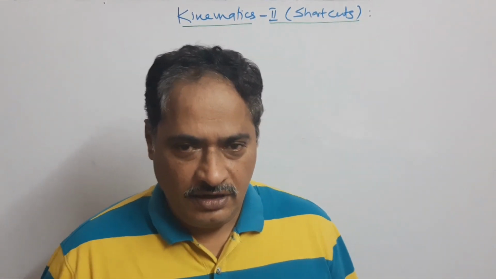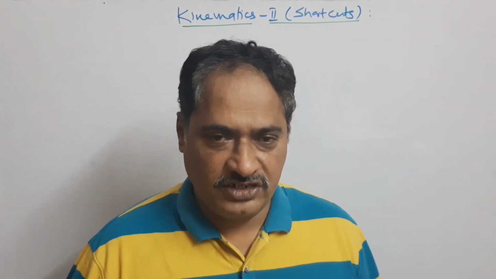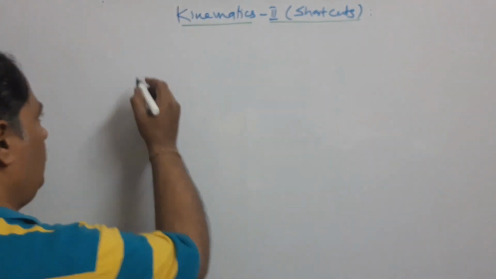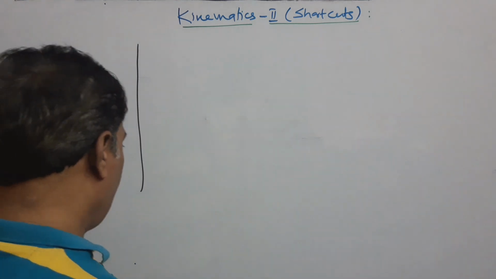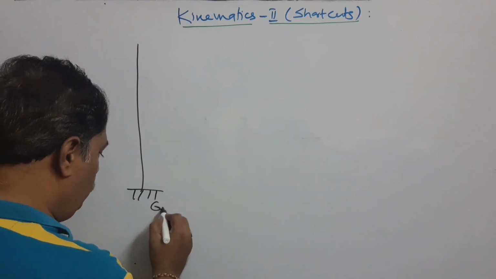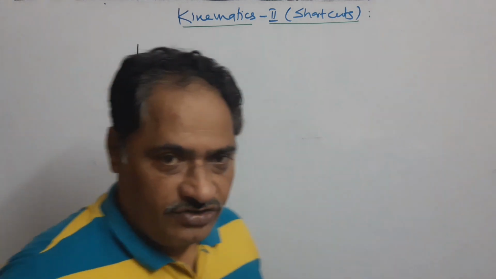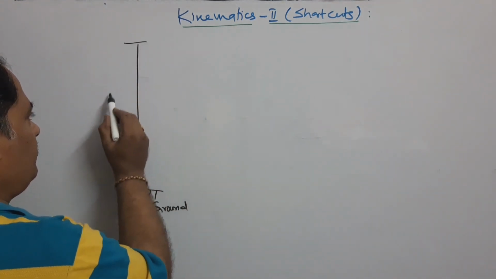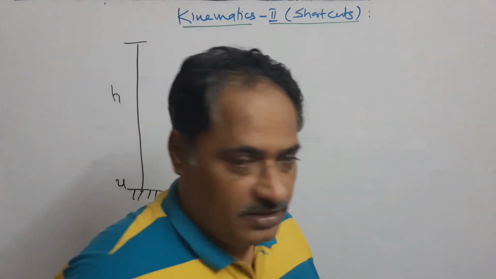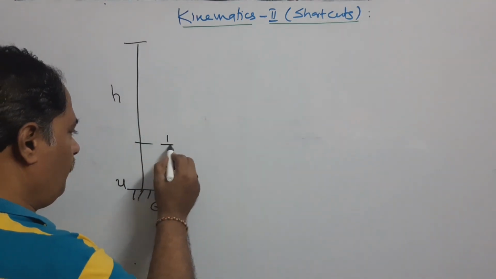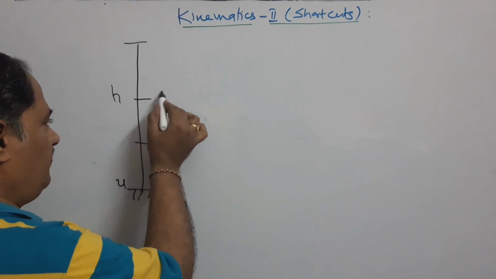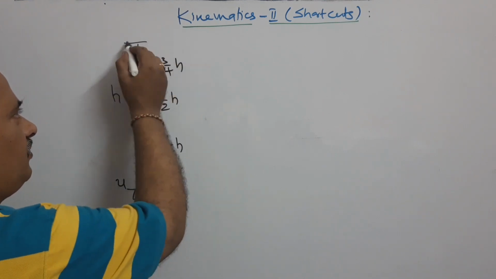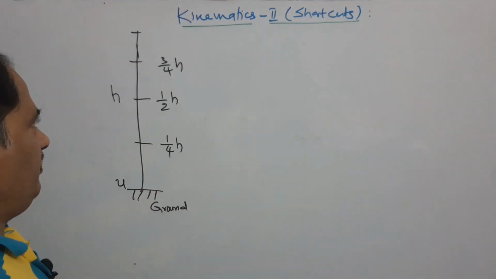In this class, let us discuss kinematics shortcuts, especially in the case of vertical motion. Let it be some ground. You want to project one body vertically upwards with a speed u. Here this is the maximum height h. Let this be 1/4 of maximum height, this is half of the maximum height, this is 3/4 of maximum height, and of course, this is the maximum height.